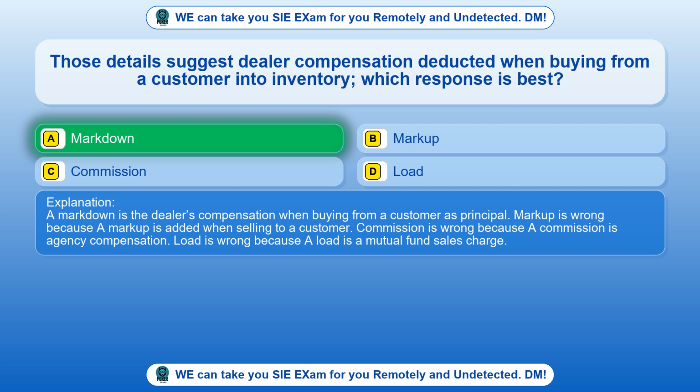Markup is wrong because a markup is added when selling to a customer. Commission is wrong because a commission is agency compensation. Load is wrong because a load is a mutual fund sales charge.